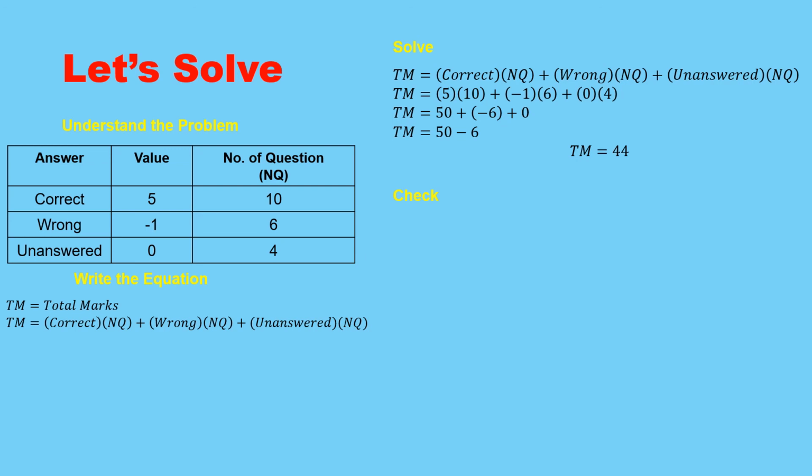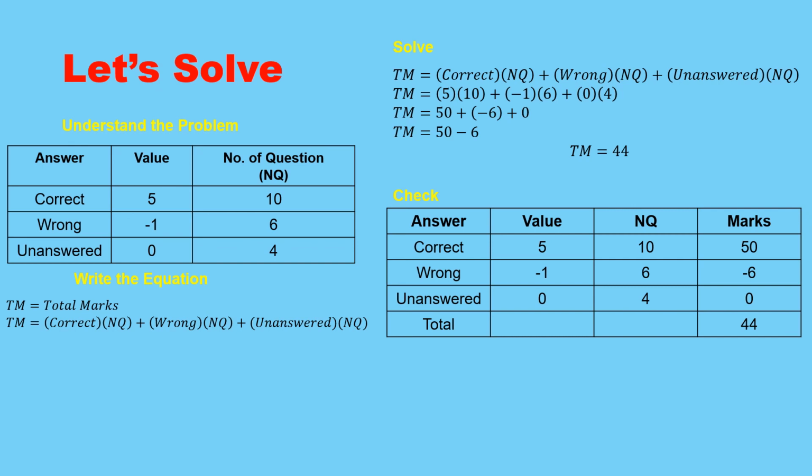Now, another way to check that is to use the table. It's much clearer to see if you're using a table. I just add one column, the column for marks. So you have 50, -6, and 0. And then you add that up, that will be 44. So the answer to the problem is that the total marks of Kate is 44.